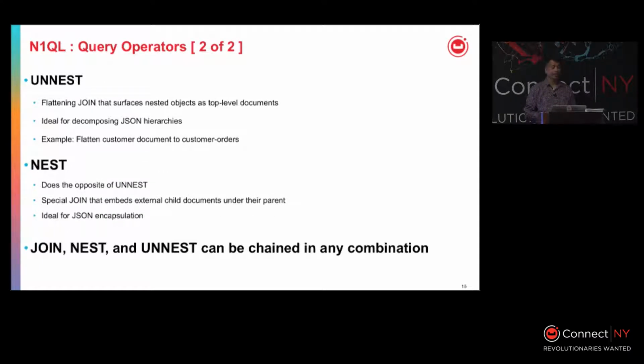Unnest and nest. When you have arrays within a JSON document, to process that as a flat relation, you can simply unnest them. I'll show you an example in a moment. The unnest operator helps you to flatten the arrays, and nest does the opposite of it. Any kind of joins, nest, and unnest can be chained in any combination.